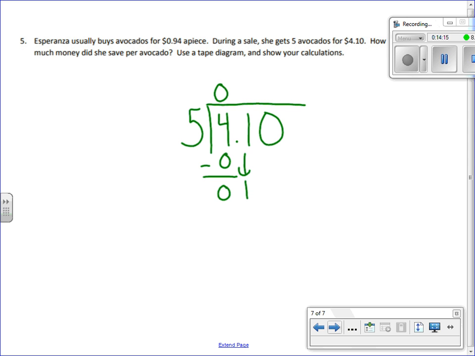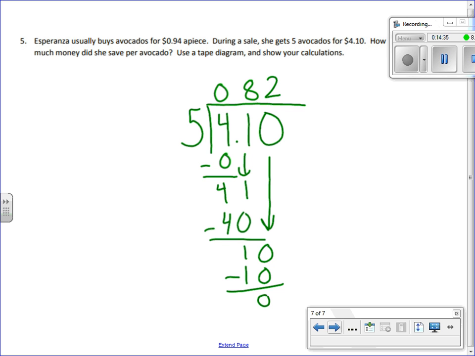5 does not go into 4. Made a mistake. Got to bring down the 4. 5 goes into 41 8 times. 8 times 5 is 40. Subtract, we're left with 1. Bring down the 0. That is a 2, which gives me 10. And we're left with nothing. Put our decimal point in.